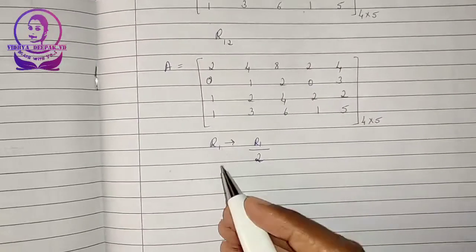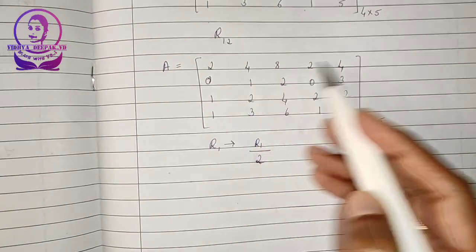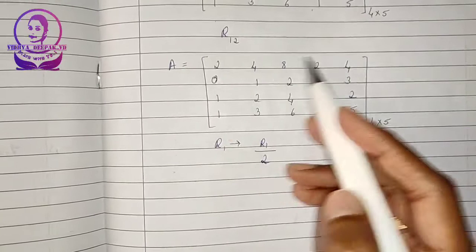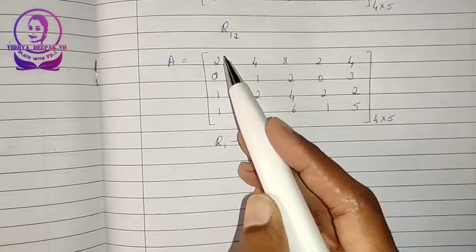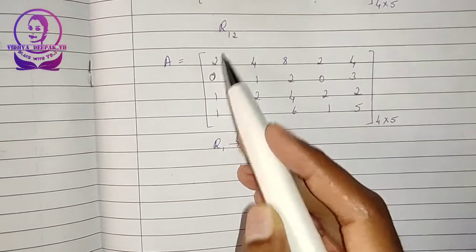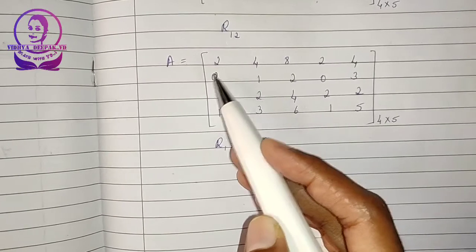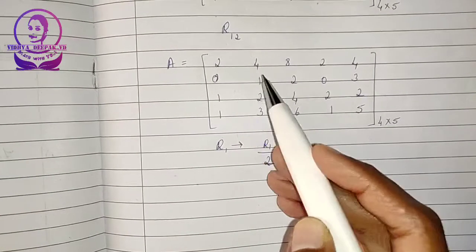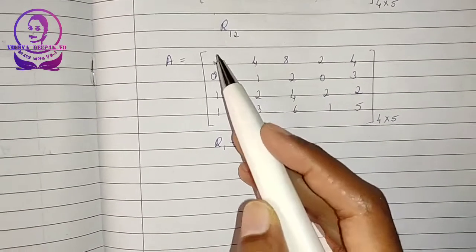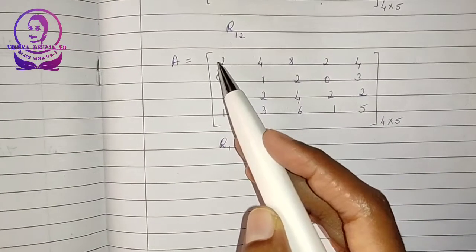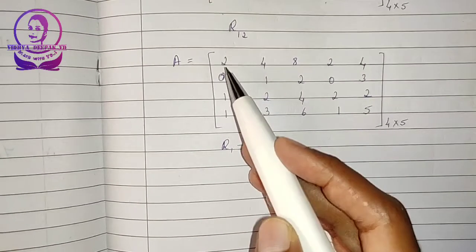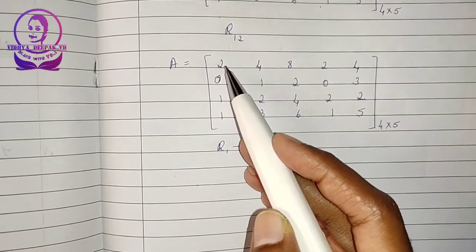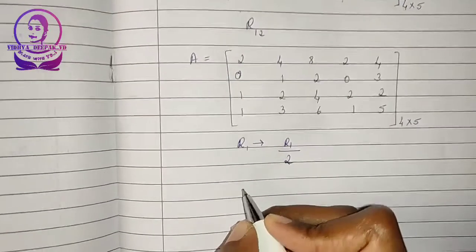Okay, now I am performing the operation R1. This is R1, right? R1 is equal to R1 divided by 2, so that I will get this number as 1. I always should have the preceding element or the succeeding element to be 1. Since I am having 2 here, in order to make this as 1, if I divide this by 2, I can make this as 1, right? So let us perform that operation.